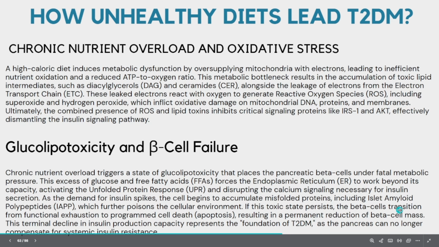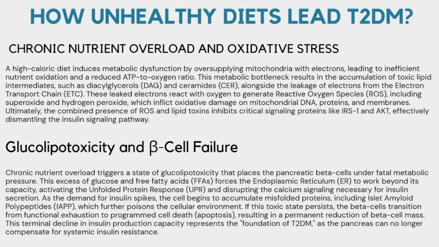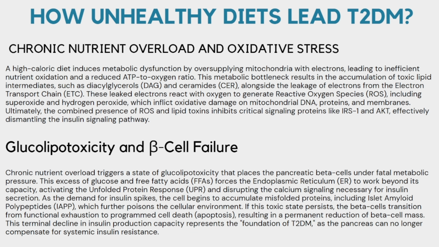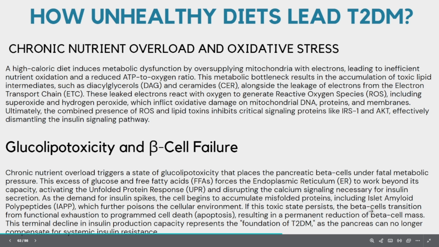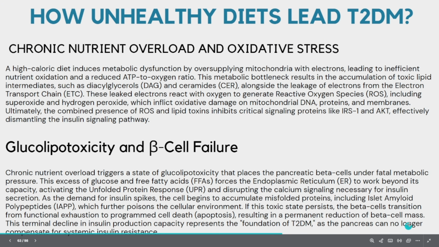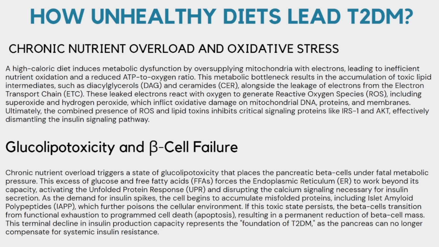Your body system also knows. This beta cell should be able to produce insulin, but they produce other types of protein, meaning this beta cell already has a problem. So the body needs to destroy this beta cell to prevent this fake beta cell from producing the toxic environment. But when the beta cell is destroyed, to recover it back is not easy. You destroy the beta cell, then no insulin. So your beta cell mass decreases. This terminal decline in insulin production capacity represents the foundation of T2DM, as the pancreas can no longer compensate for systemic insulin resistance.